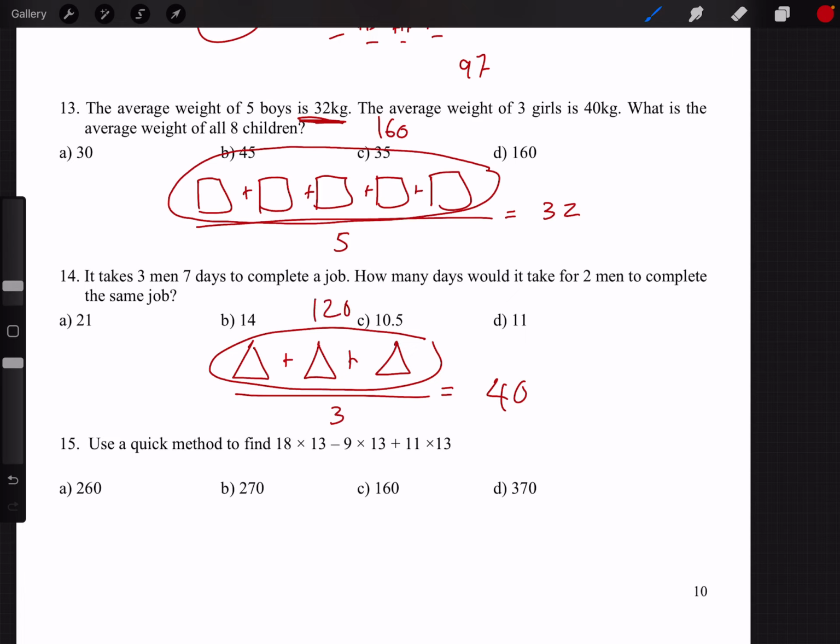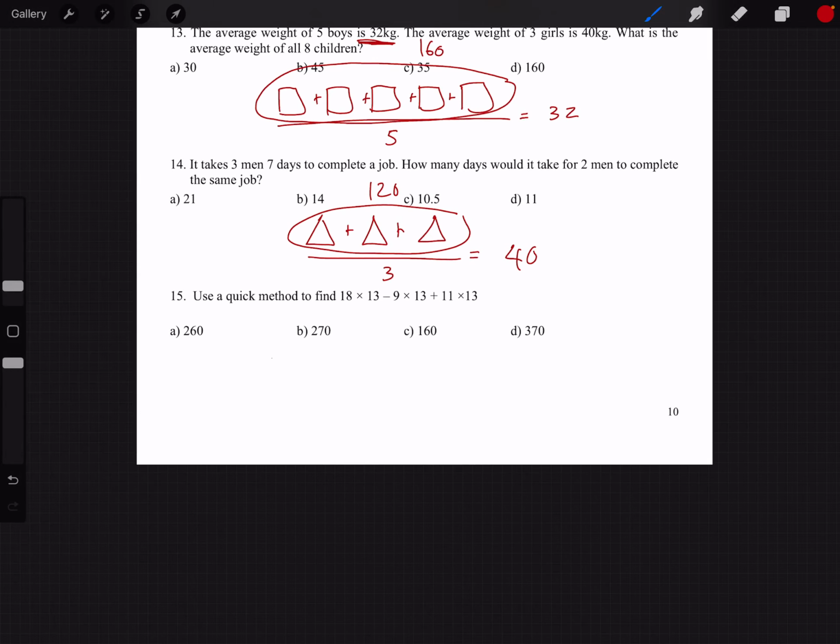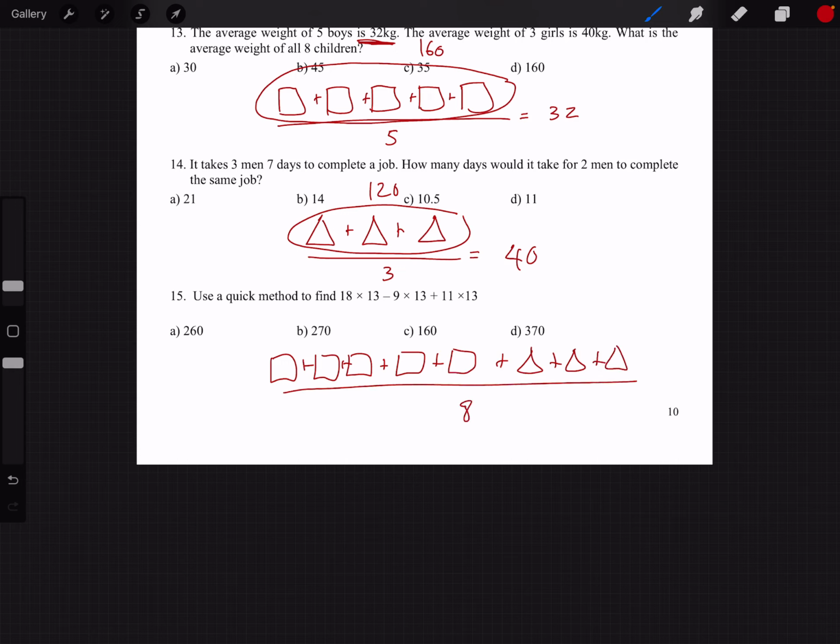What is the average weight of all 8 children? So if you want to find the average weight of all 8 children, you've got to add up everything. Add all the squares up and add the triangles up and divide by what? Divided by 8, because there's 8 people. So add up the mass of everyone and divide by 8.